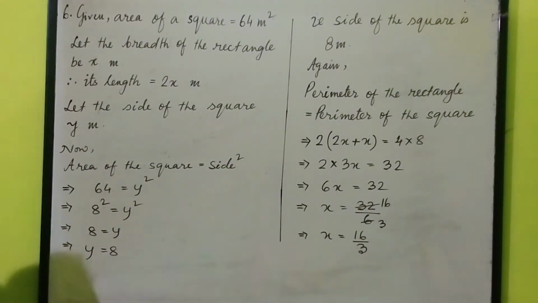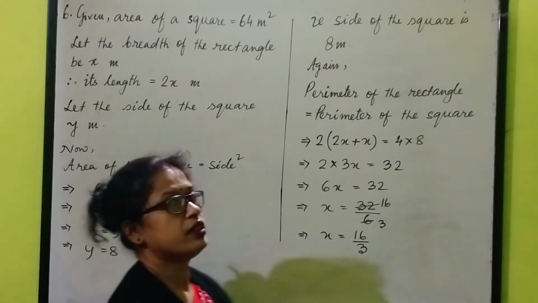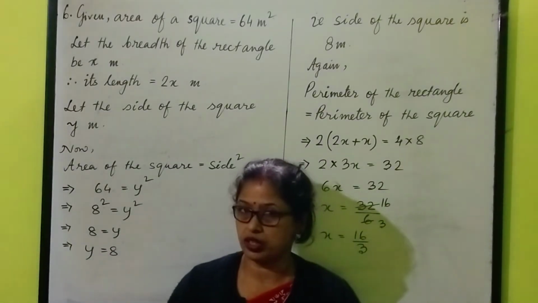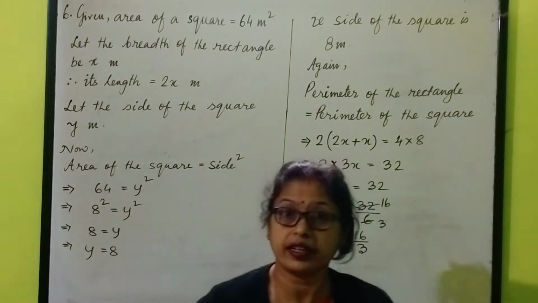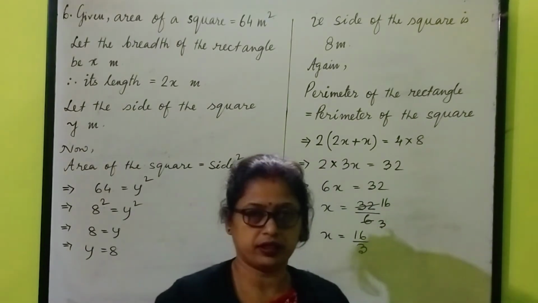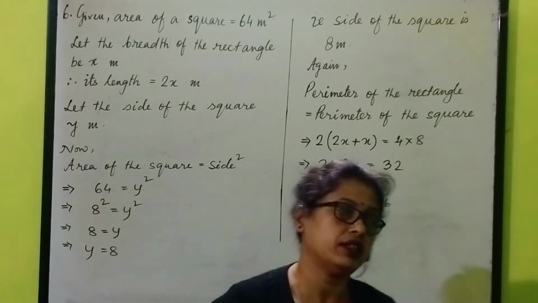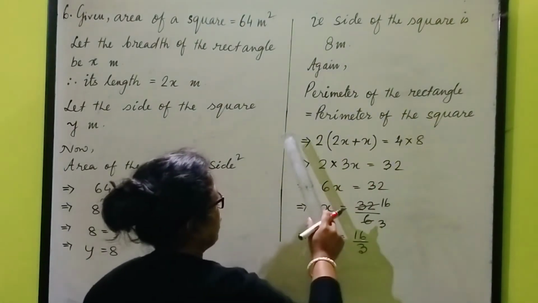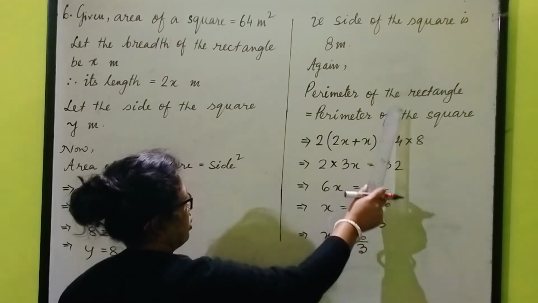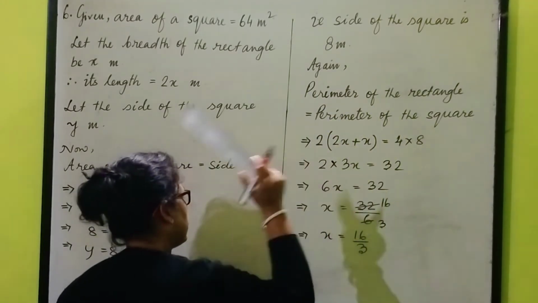Again, now what is given? Perimeter of the rectangle is equal to the perimeter of the square. By equating this, we will find out the length and the breadth of the rectangle. If we know the length and the breadth of the rectangle, we can easily find out the area. Now see, perimeter of the rectangle equal to perimeter of the square. Rectangle is unknown, so rectangle first.